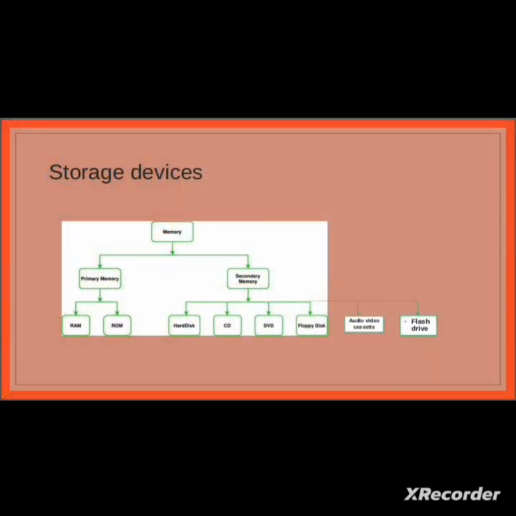Now, here are some examples of primary storage devices, the RAM and the ROM. These are called primary storage devices. These are fixed inside the computer. RAM means random access memory. ROM means read-only memory. RAM is volatile. It loses data when the power is off. The primary storage devices give immediate access to the data. Now, further we will discuss the secondary storage devices each one by one in detail.